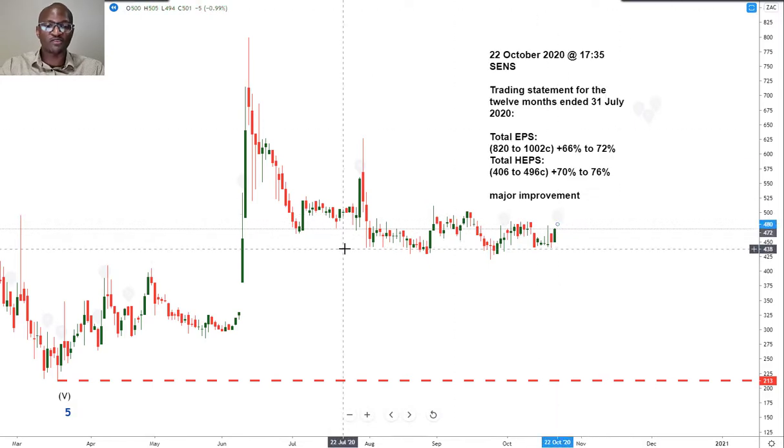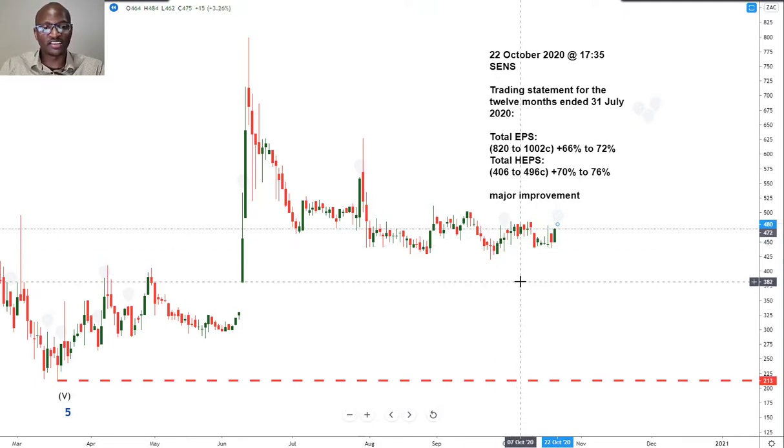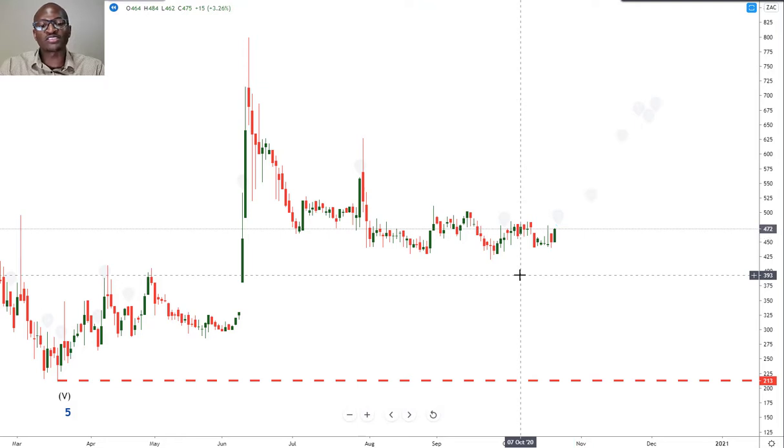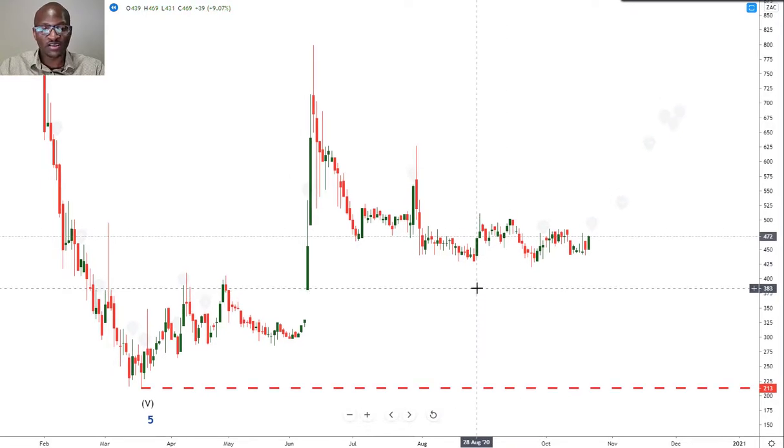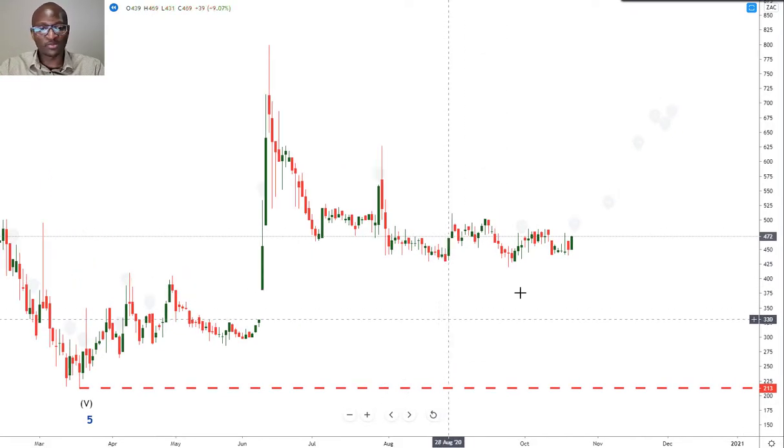On the 22nd of October, trading statement for the 12 months ending July 2020. Again, it's loss per share and loss in terms of headline earnings per share, but there's a massive improvement, between 66 to 72% and 70 to 76% respectively. So even though the company is still making losses, the losses are starting to shrink. And for me anyway, it's a very positive sign that very soon the company will be profitable again.